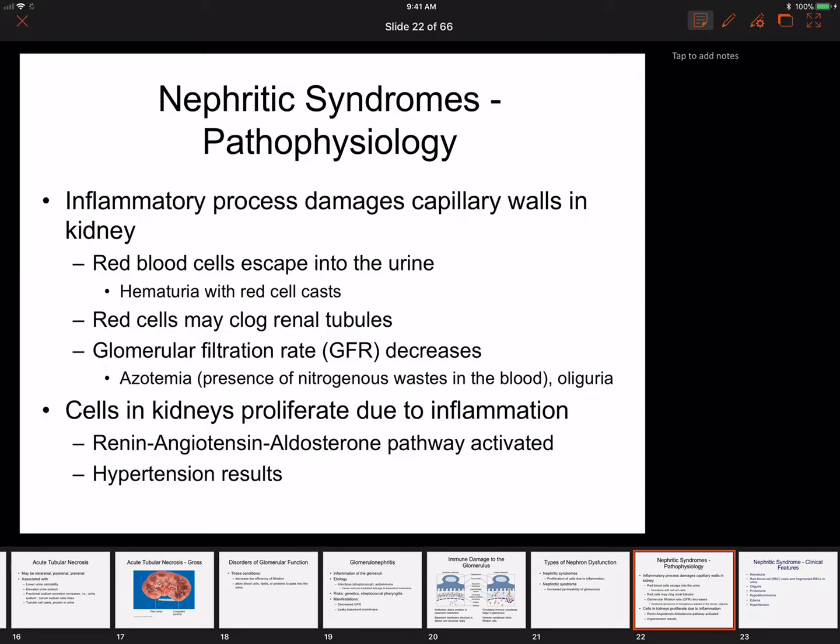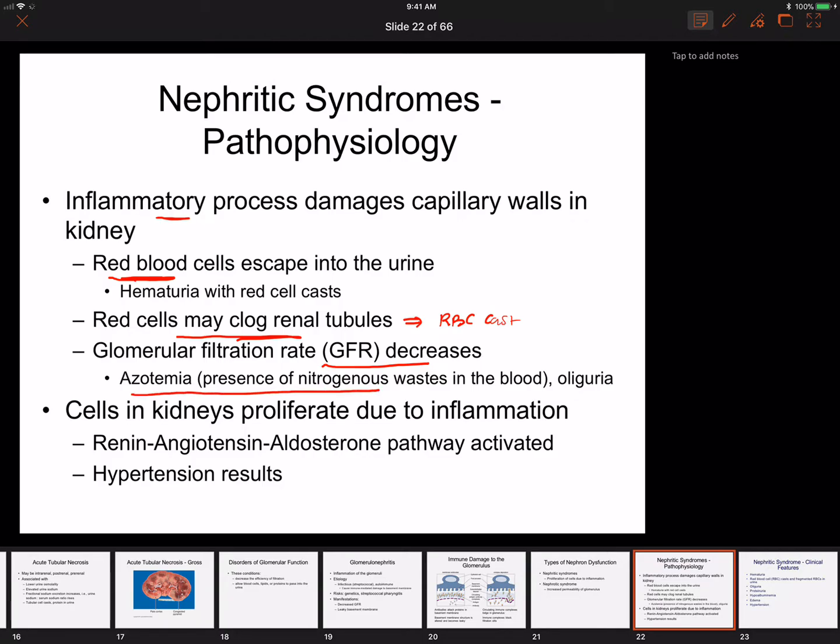So with the nephritic type, it's an inflammatory process. Because of that inflammation, we may see some hemorrhage, so we see hematuria because some red blood cells may escape into the urine. Now, the blood cells may clog the renal tubules, and that will result in a red blood cell cast. The GFR will decrease, and that means the nitrogen base will increase in the blood.